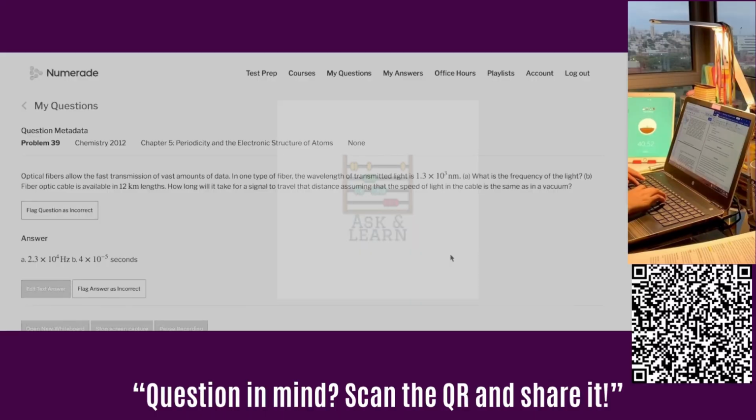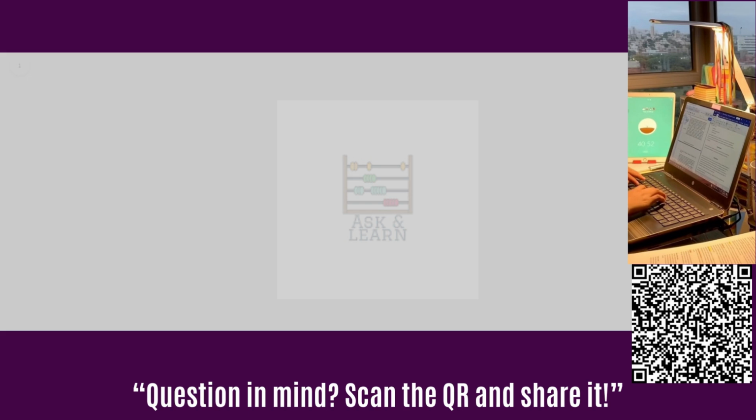Let's get started. So for this question, optical fiber, first transformation, fast data, in one type of fiber the wavelength of transmission is this, and what is the frequency? So again, we're converting wavelengths into frequency, and frequency to wavelengths type question. So 1.3 times 10 to the negative 3 nanometer.